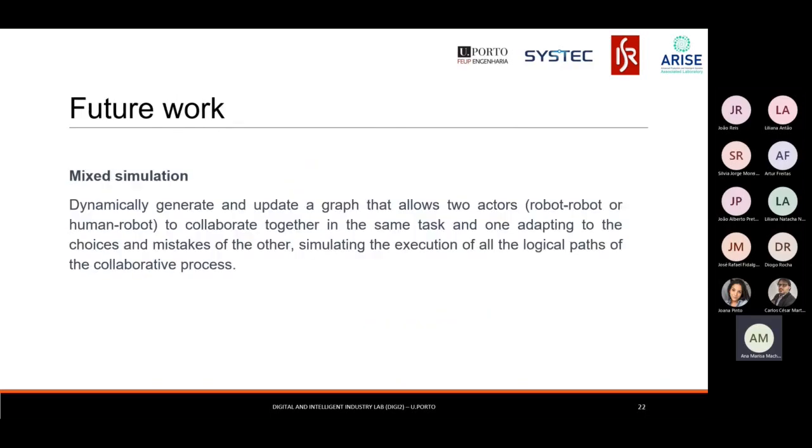For future work, it is planned to add a mixed simulation besides the fully automatic and fully manual, to dynamically generate and update a graph that allows two actors, robot and human, to collaborate together in the same task, adapting to the choices and mistakes of the other, simulating the execution of all the logical paths of the collaborative process.